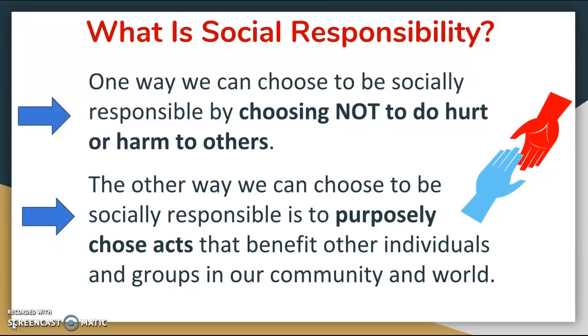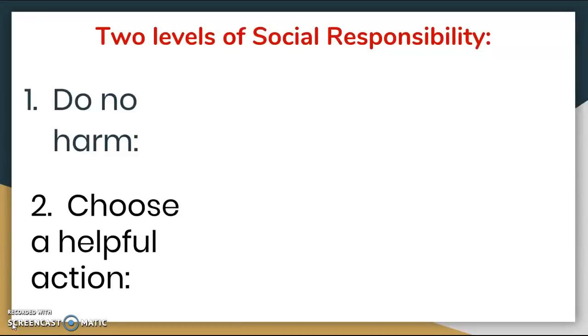And the next level of social responsibility is to choose to be socially responsible, to purposely choose acts that benefit other individuals and groups in our community and world. So that's going beyond just not doing harm, but we're actually choosing something that will benefit or help someone else. So two different levels there.